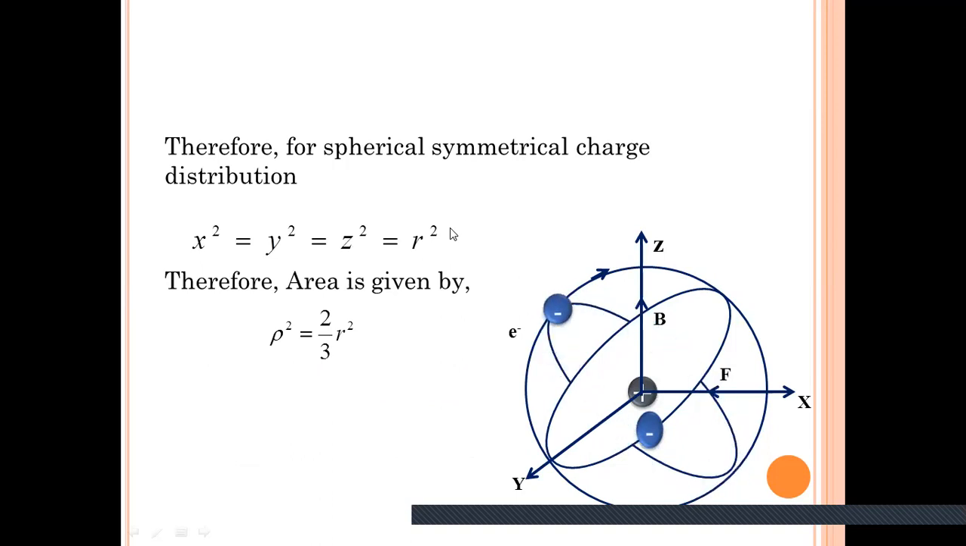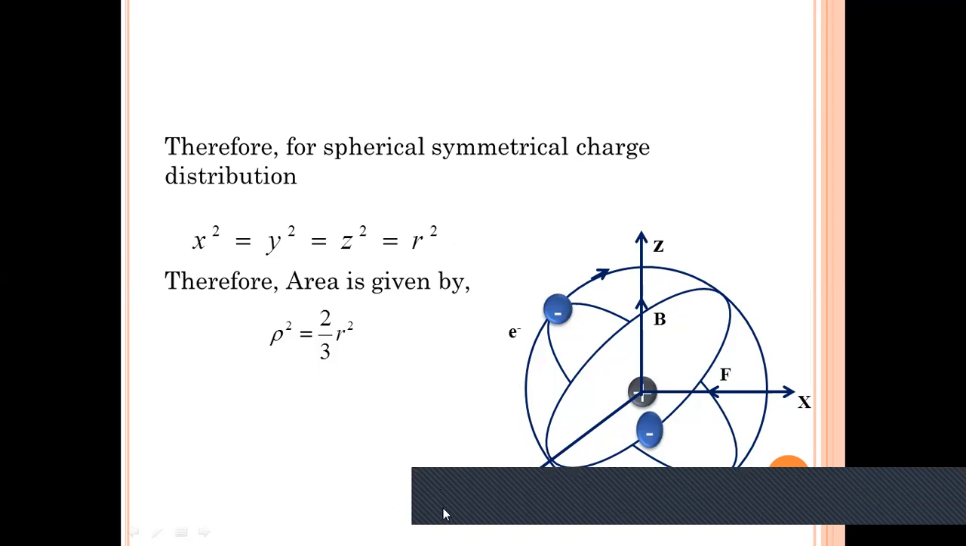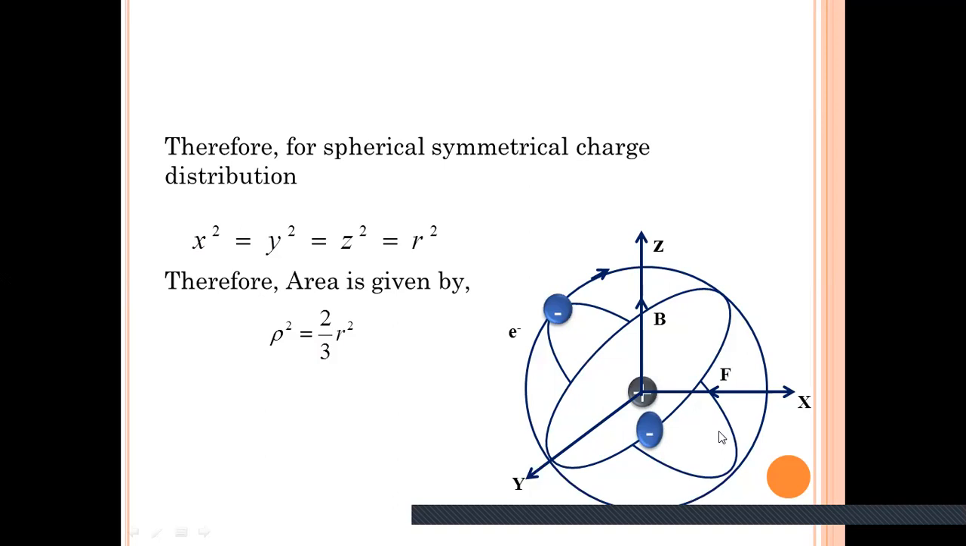This means we have to consider the motion of the electron in a sphere, and around the complete sphere the symmetrical charge gets distributed. Here x square equals y square equals z square equals r square. Therefore, rho square for a spherically symmetrical charge distribution equals 2 by 3 into r square.